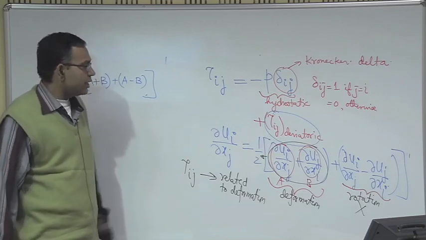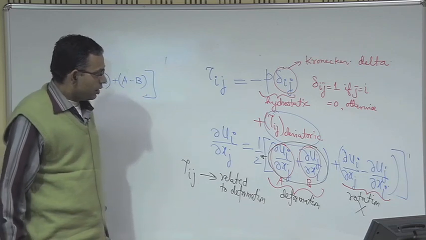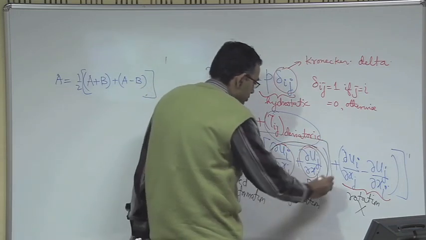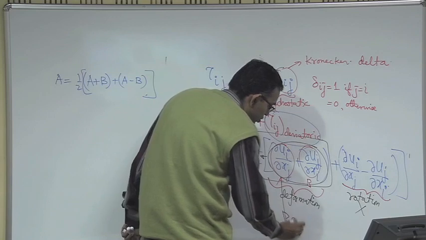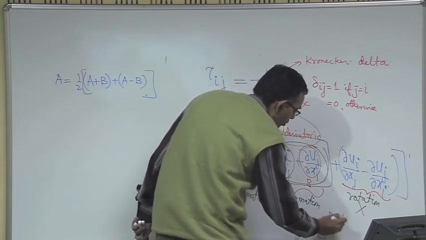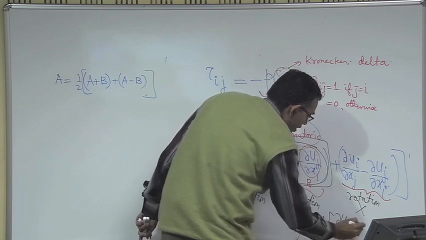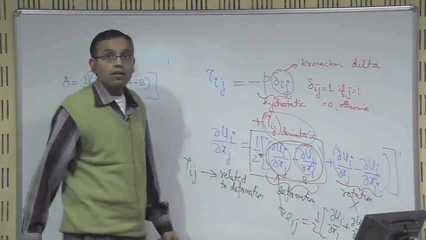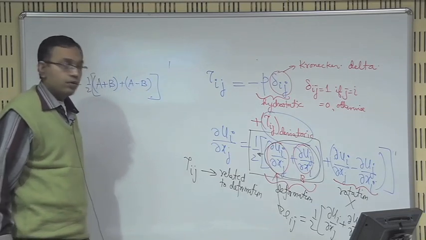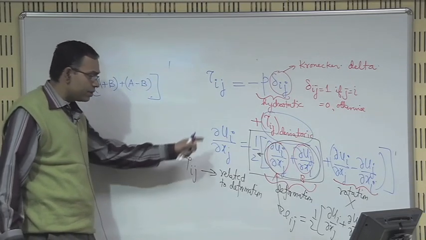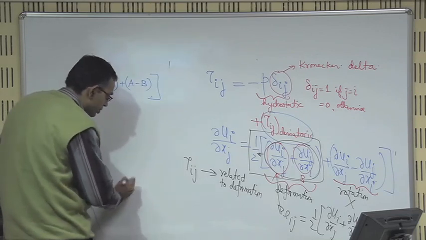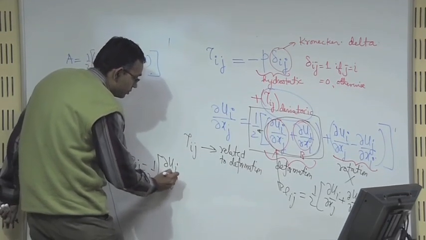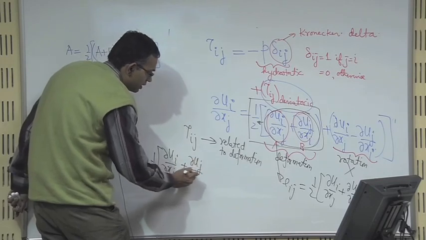So, when we say that it will be related to deformation, how many indices does it require? If you want to represent this term, let us call it E i j. So, E i j is half of del u i del x j plus del u j del x i. Maybe I will write it again in a separate place because the computer monitor is blocking it. So, E i j is equal to half of del u i del x j plus del u j del x i.